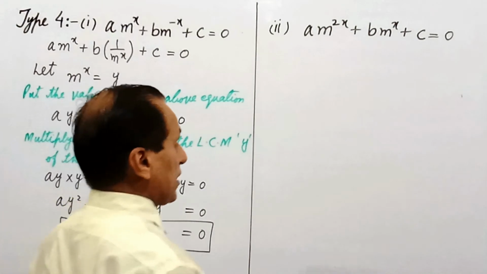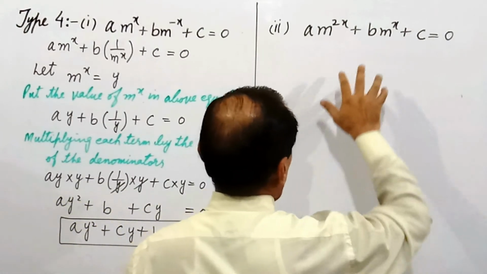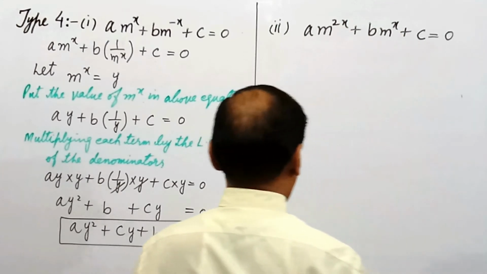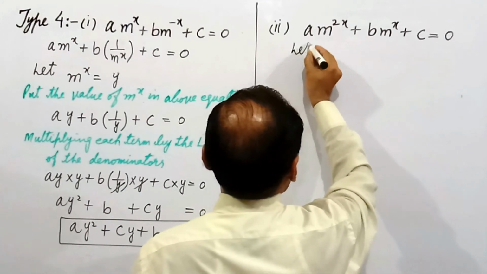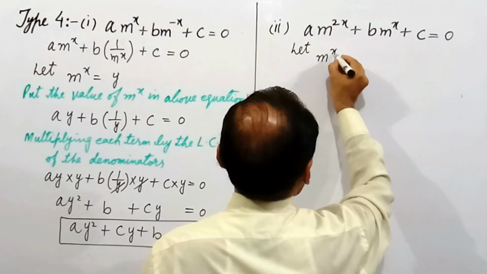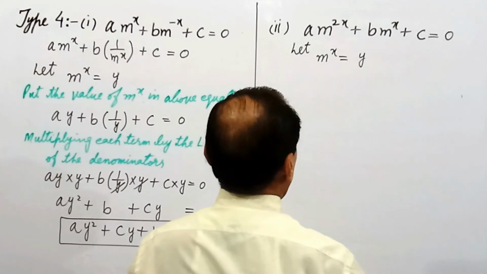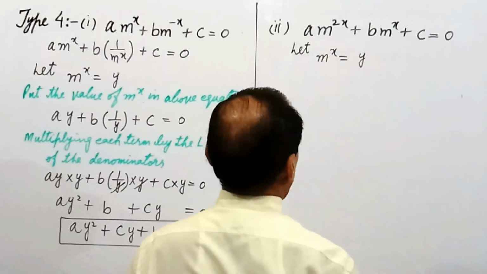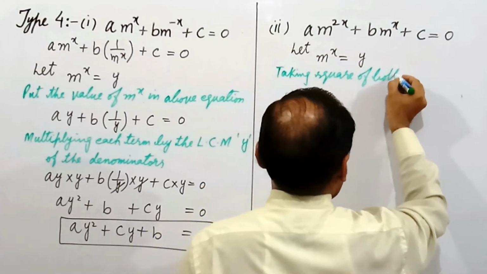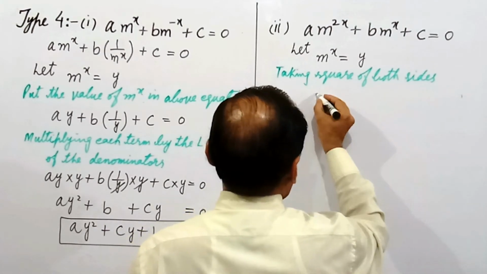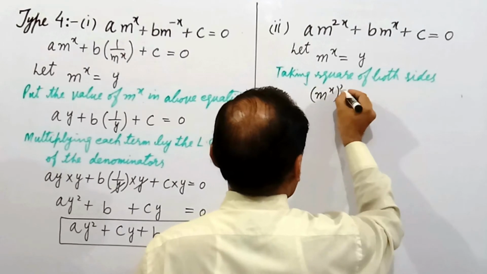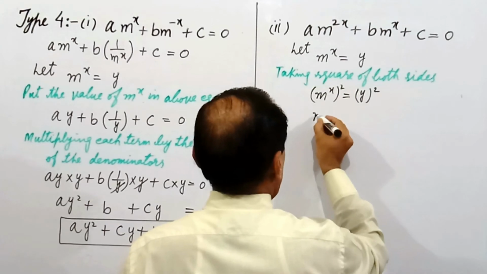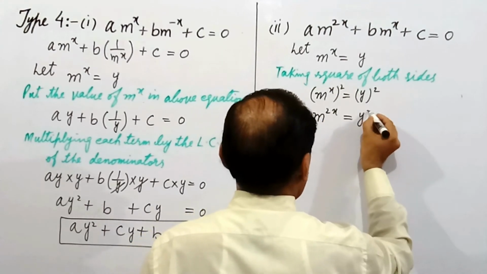Now we move to the second different form of the type 4 equation, and that is a m raised to power 2x plus b m raised to power x plus c is equal to 0. In that, we let m raised to power x is equal to y, and then by taking square of both sides, we get m raised to power x whole square is equal to y square. According to law of power, 2 is multiplied to x, m raised to power 2x. We have y square equal to.